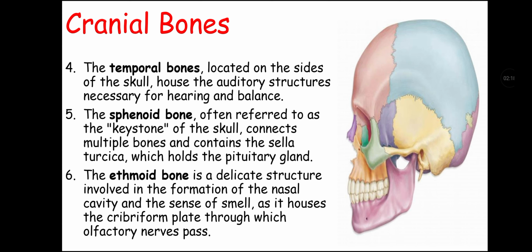Next we have the ethmoid bone, that is a delicate structure involved in the formation of the nasal cavity and the sense of smell, as it houses the cribriform plate through which the olfactory nerves pass.